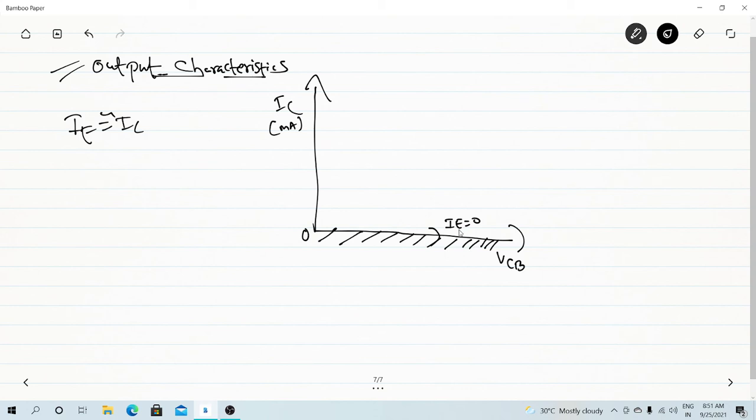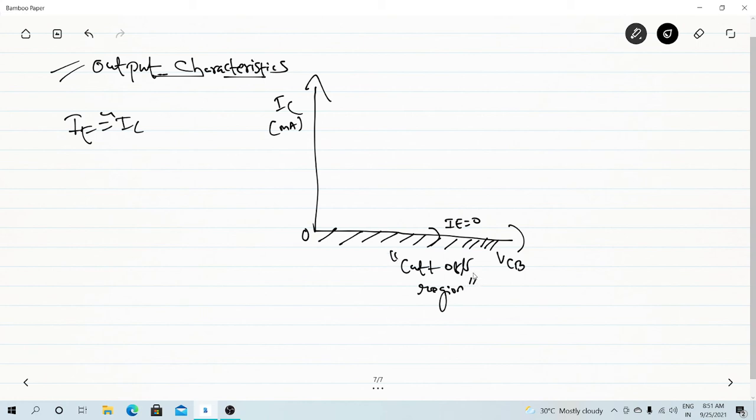So when IE becomes 0, you will have ICBO. ICBO is nothing but my minority current. So both input and output will be reverse biased. Okay, so this is my cutoff region. I hope this point is clear.